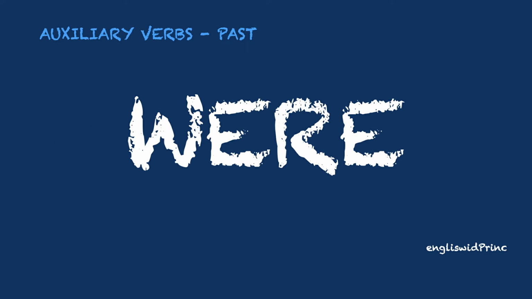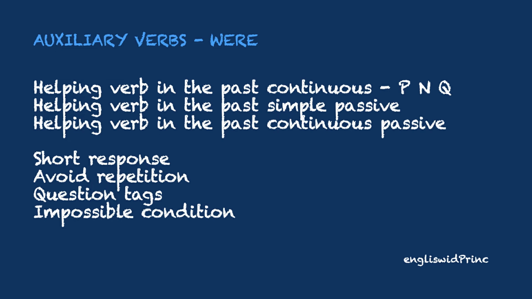The second helping verb is were. Were is used for plurals. Let's see the usage. Were as a helping verb in the past continuous positive, negative and questioning. And the same in the past simple passive. In the past continuous passive. For short responses, to avoid repetition, to add question tags.